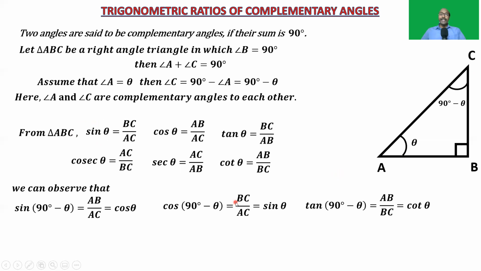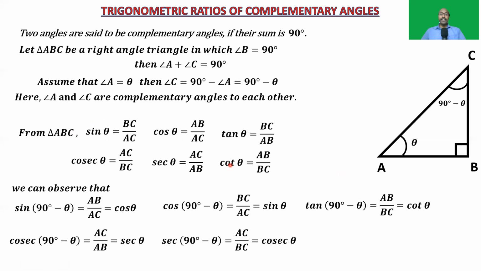Similarly, tan of 90 degrees minus theta is equal to AB by BC, and that is equal to cot theta. Similarly, cosec of 90 degrees minus theta is equal to AC by AB, which is equal to sec theta. Sec of 90 degrees minus theta is equal to AC by BC, which is equal to cosec theta. And cot of 90 degrees minus theta is equal to BC by AB, which is equal to tan theta.